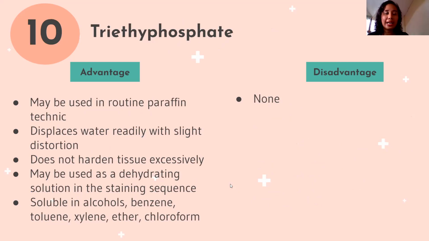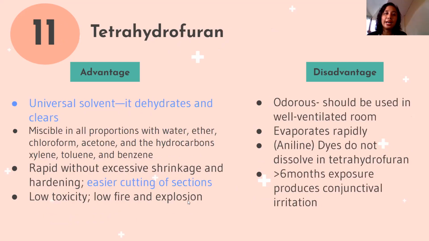So, triethyl phosphate. It displaces water readily with slight distortion, does not harden. And finally, tetrahydrofuran. So, tetrahydrofuran, dioxane, class these are clearing agent and dehydrating agent. Also, your tertiary butanol. Pero ang mas common ito, dioxane and tetrahydrofuran.